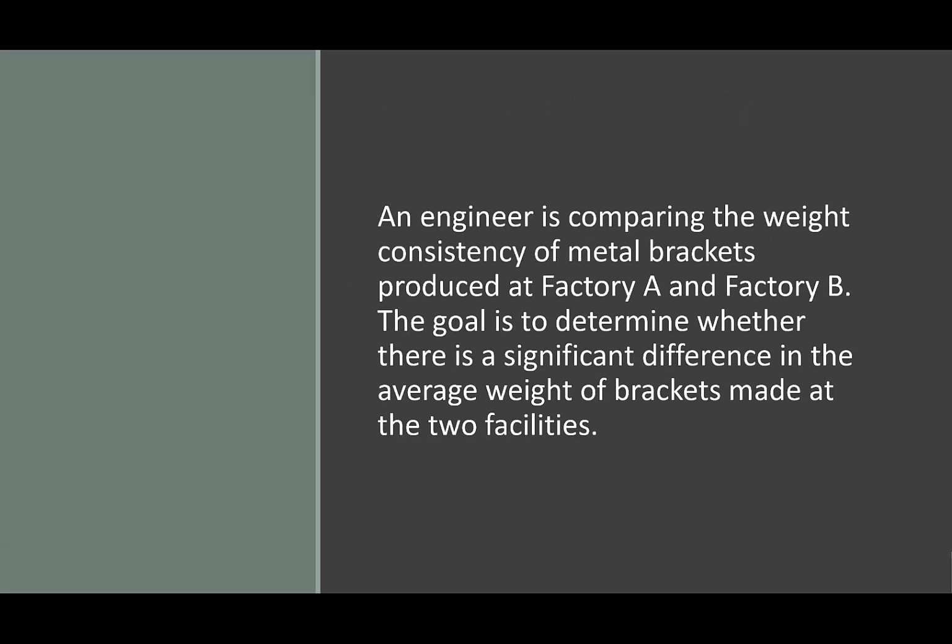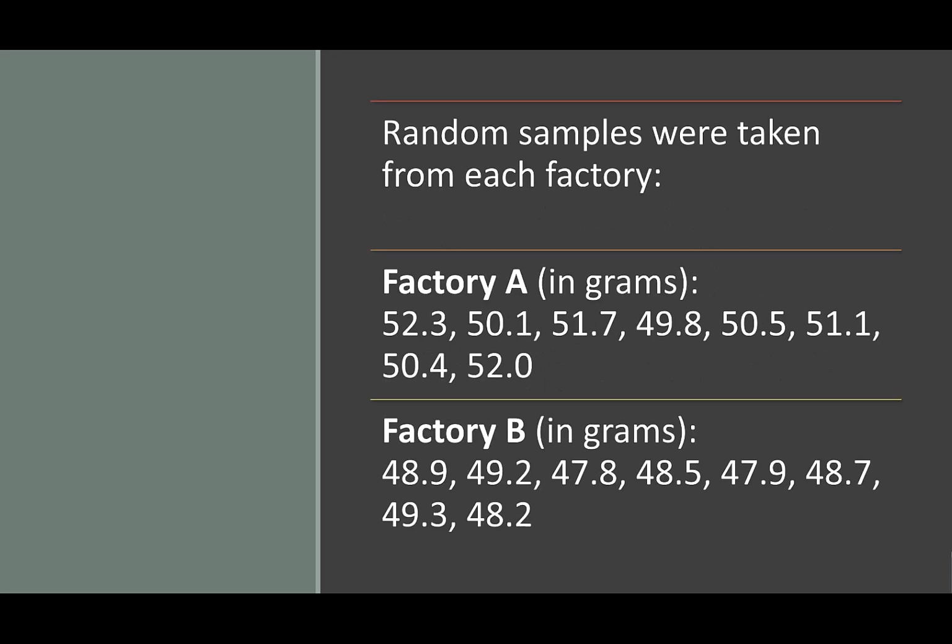Our first example says an engineer is comparing the weight consistency of metal brackets produced at Factory A and Factory B. The goal is to determine whether there is a significant difference in the average weight of brackets made at the two facilities. Random samples were taken from each factory. The below weights are given in grams.